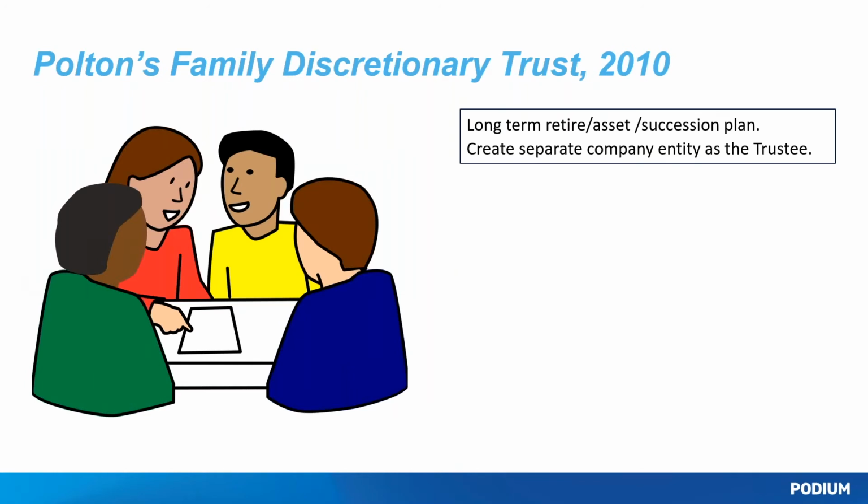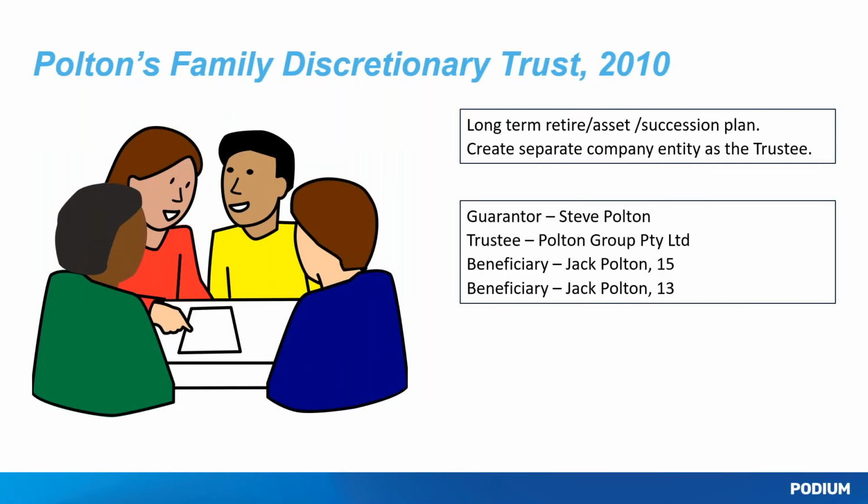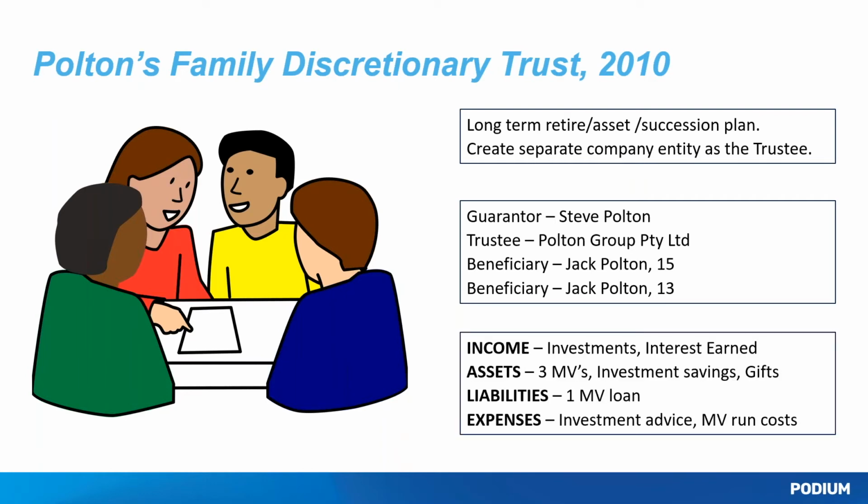The family trust itself has a long-term plan for retirement, asset protection, and succession planning. And we've got the guarantor. We have created a separate company entity as the trustee, the Polton Group Limited. Beneficiaries are Jack and Diane. And we've got a good start for the trust 10 years ago, with investment and gifts from both sets of grandparents.